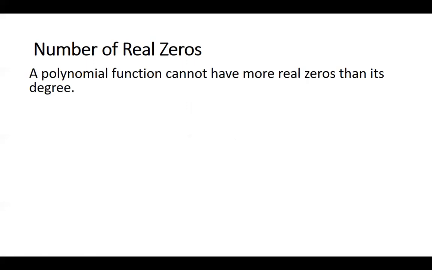Number of real zeros. A polynomial function cannot have more real zeros than its degree. It's impossible. You've got a third degree polynomial function, it can't have more than 3 zeros. You have a 12th degree polynomial function, it can't have more than 12 zeros.